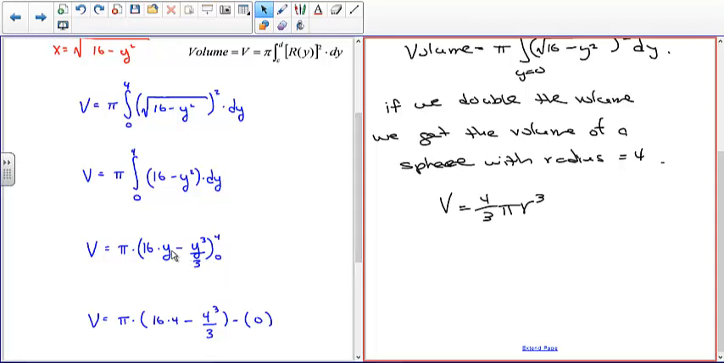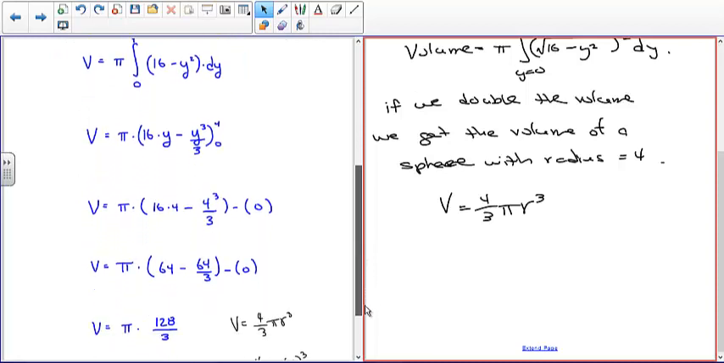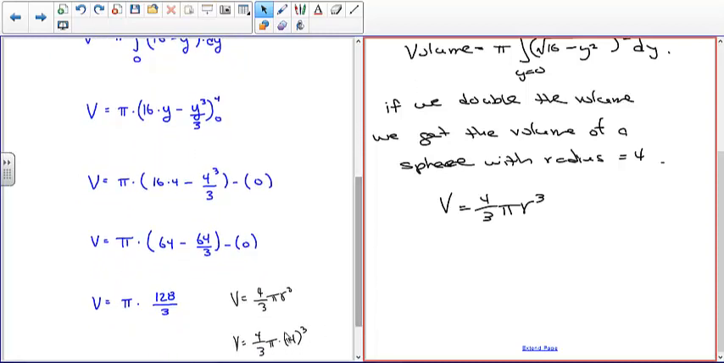So here I've integrated. Integral of 16 is 16y. Integral of y squared is y cubed over 3. Plug 4 in, and you get, oh, I've done that before. So the volume is 128 pi over 3.